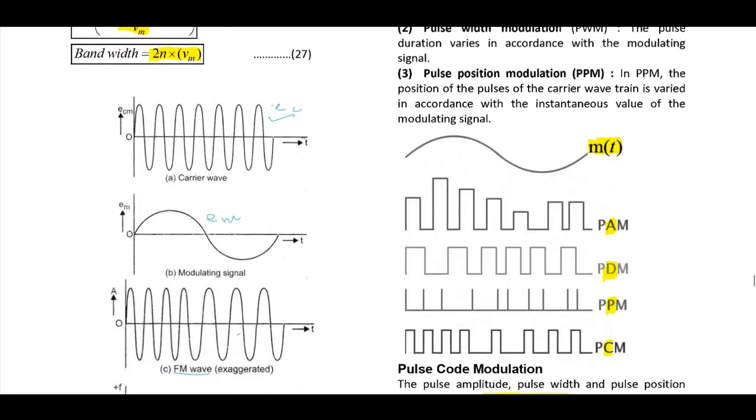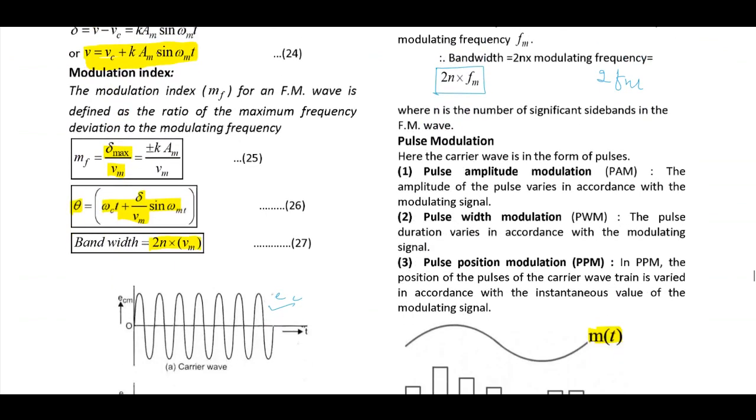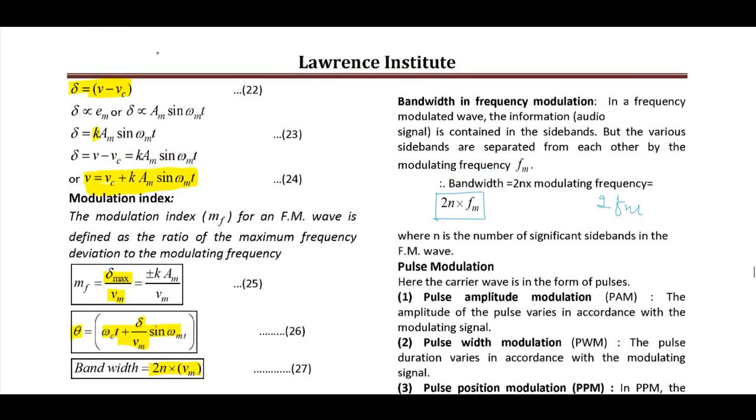And now, you can also visualize, what is the bandwidth? A very important point is bandwidth. Bandwidth in case of frequency modulation, please note it down, is 2n times the modulating frequency, where n is the number of significant sidebands. There are infinite sidebands in case of frequency modulation, but all of them are not significant. We just take into consideration only those bands which are significant.